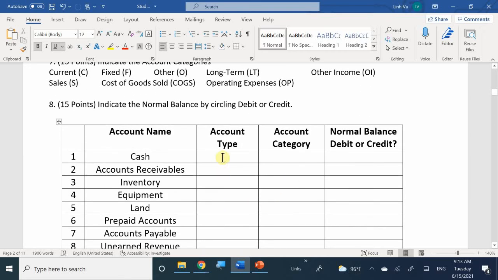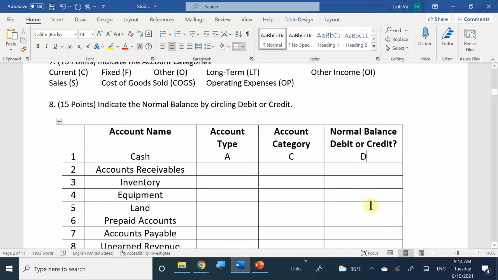Cash. What kind of account is cash? An asset. It's an asset. Good. So I'm going to use A for short. What kind of asset is it? What kind of category should it belong to? Current. It is definitely current. And what kind of normal balance would it have? A normal balance is a debit.